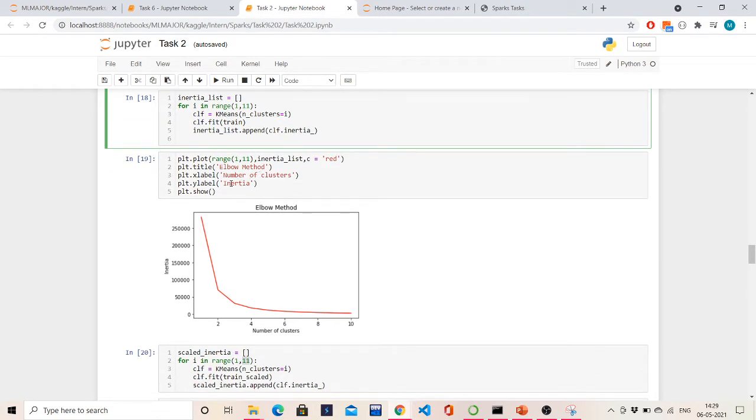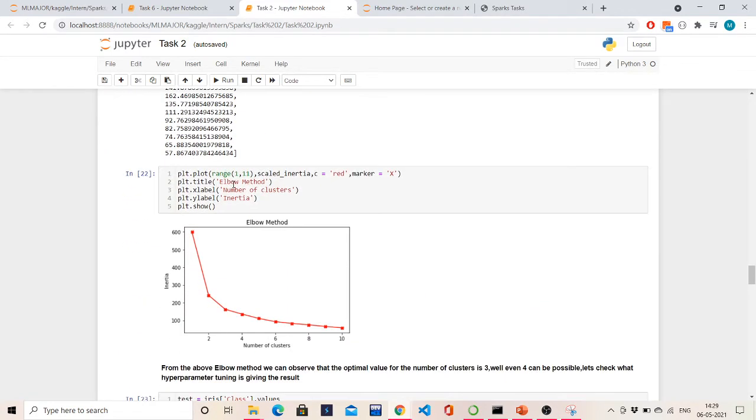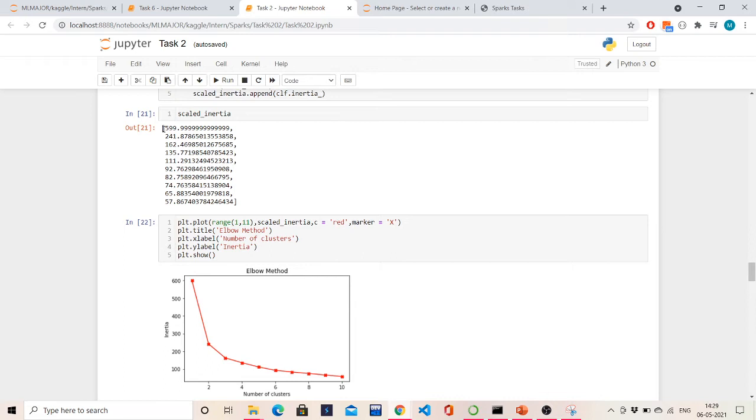So that chart is actually known as the elbow chart. So here is the elbow chart. We can see that when we are having only one cluster, the inertia value is 599.99, nearly 600. That is not suggested, as it is at the peak. Then we have at number of clusters equal to 2, 41 (inertia 241). Then we have 162, then 135, then 111.